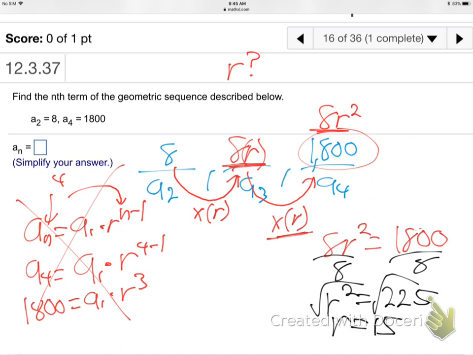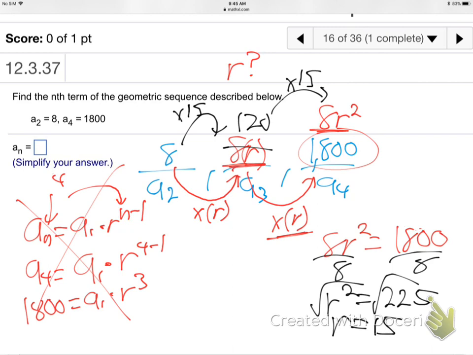How could we double check if that's right? We could say, let's try it. Times 15, 8 times 15, this should be a 120, and then times 15 again. Is it 1800? I sure hope so. Yes, it is, so we know we got it right. It's multiplying by 15 every time. I verified it. Takes me from 8 to 1800 in two steps, multiplying by 15 every time. Everybody see how I found that? Bless you. Everybody good with that? Okay.